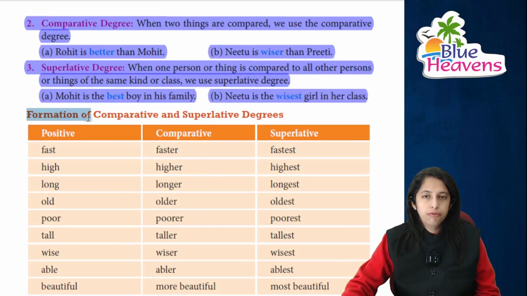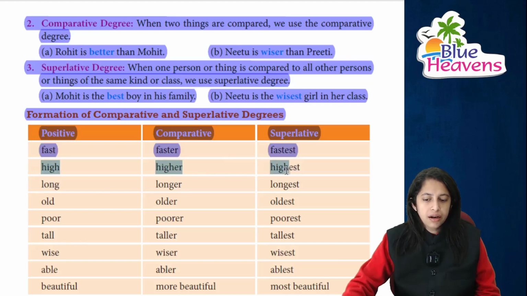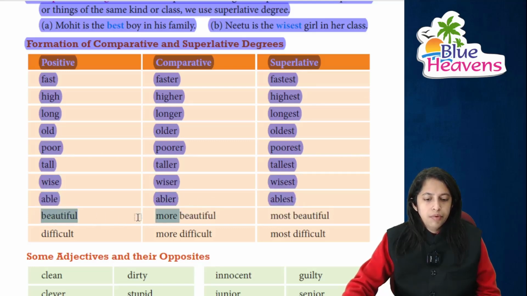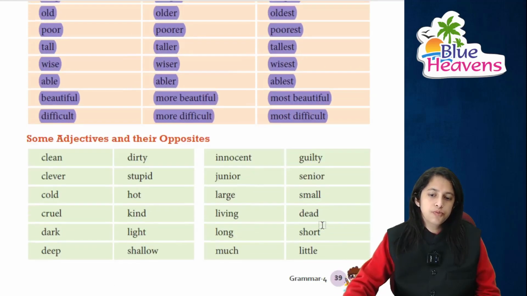Now how can we form, this is formation of comparative and superlative degrees. So here we'll be studying positive, comparative and superlative. Fast, faster and fastest, right. Higher and highest. Long, longer and longest. Old, older and oldest. Poor, poorer and poorest. Tall, taller and tallest. Wise, wiser and wisest. Able, abler and ablest, right. Beautiful, more beautiful and most beautiful. And difficult, more difficult and of course most difficult.